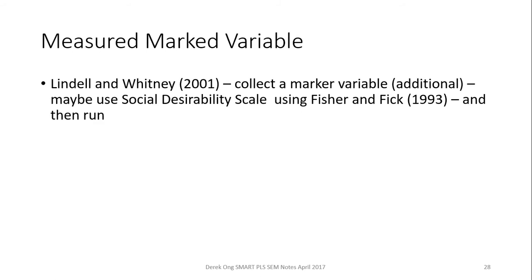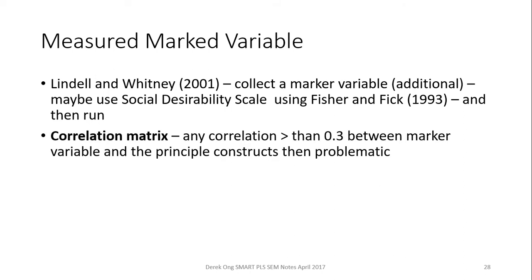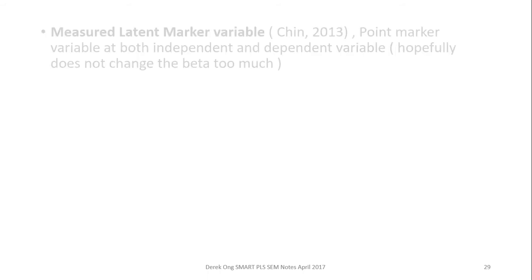The other method that you can use, before you collect your data, is to use a social desirability scale by Fisher and Fick. Include certain questions which are totally unrelated to the research in the questionnaire, and it can help you to find the CMV in your data if there is any. Then you run it, and you can pick the correlation method. Again, any correlation more than 0.3 between the marker variable and the principal constructs is problematic.